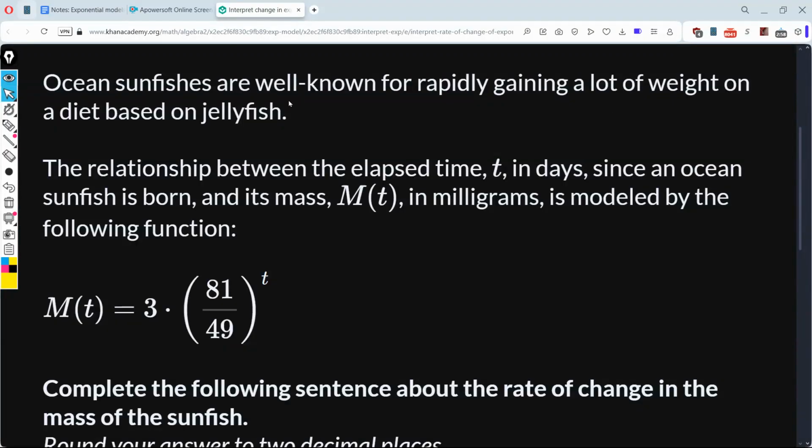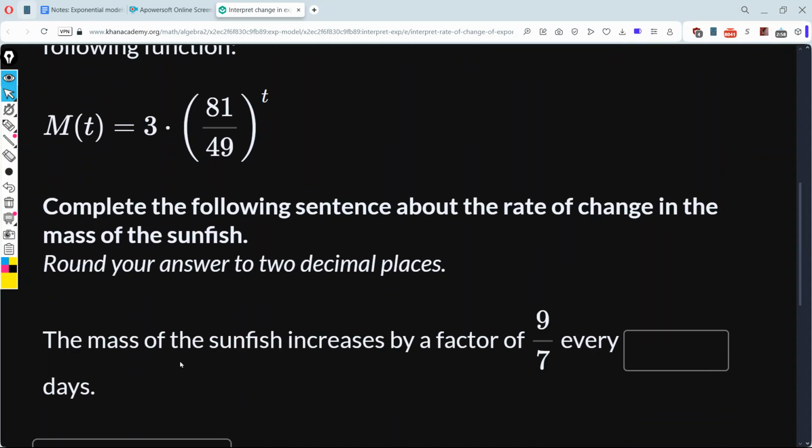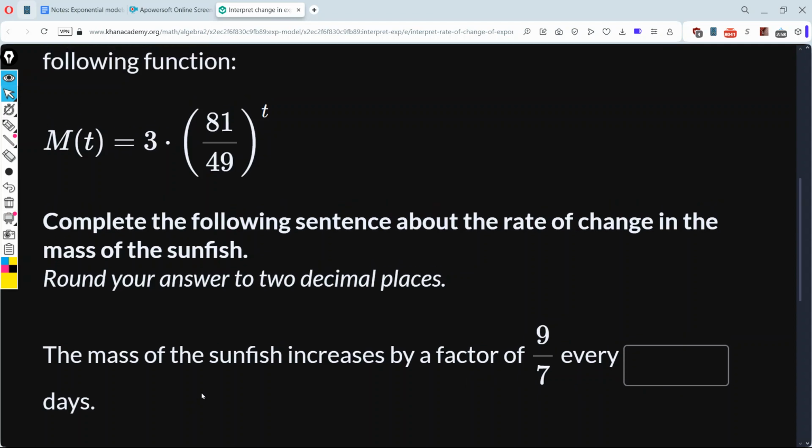All right, ocean sunfish are well known for gaining a lot of weight. The relationship between the elapsed time t in days since the sunfish is born and its mass is modeled by the following function. Complete the following sentence about the rate of change in the mass, round to 2 decimal places. The mass of the sunfish increases by a factor of 9/7 every blank days.